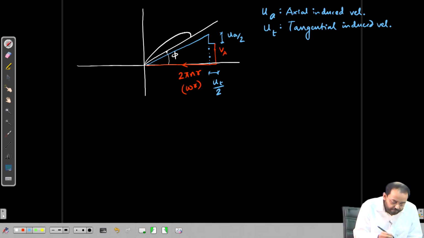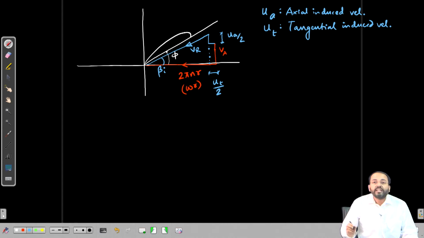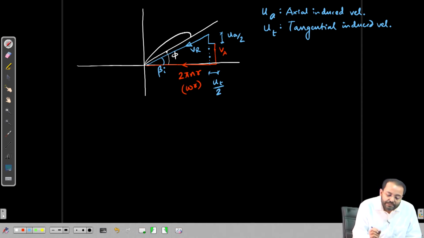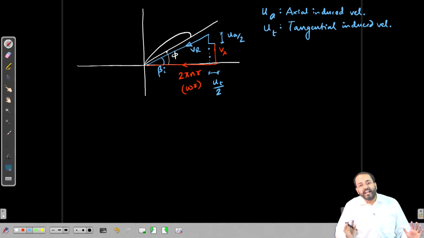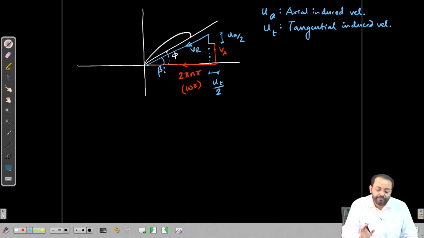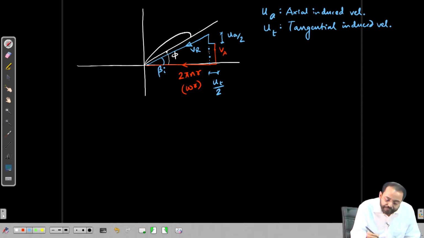So, finally, this will be Vr, and the angle it makes with the base is beta I, the hydrodynamic inflow angle. Let us assume for a simplistic case we neglect drag, we are only taking the lift force for an idealistic case.